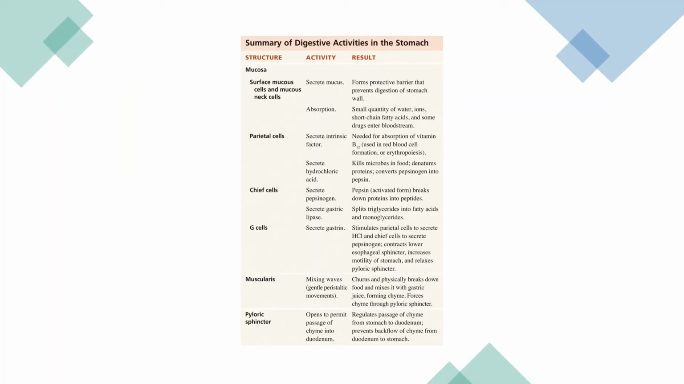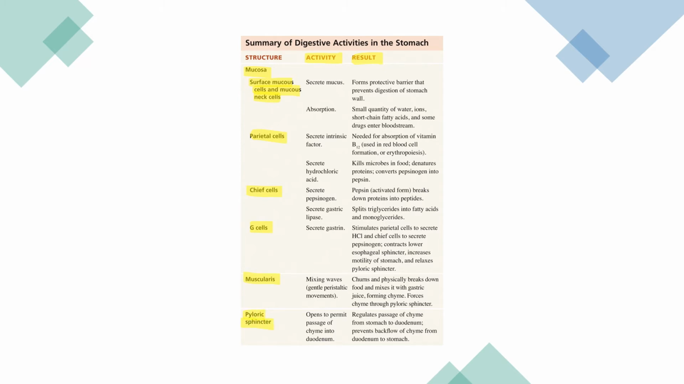So here we have a really nice diagram for showing what cells do within the stomach mucosal layer. Here we have the mucosal layer, we have surface mucus cells and also the mucous neck cells, all their activity and the result. Parietal cells, chief cells, and G cells are all on this diagram. Here it also shows the functions of the muscularis layer, the muscular layer of the stomach, and then also the pyloric sphincter.